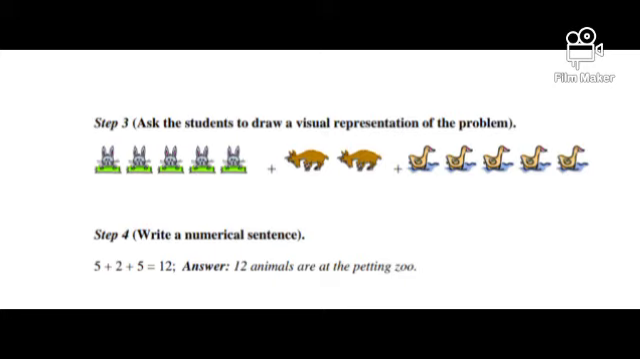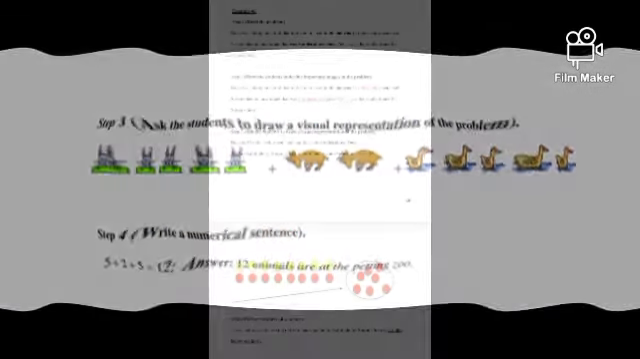And the student may actually get the answer by counting the animals shown in his or her visual representation of the problem. And the answer is 12. And the student may conclude that there are 12 animals in the petting zoo.